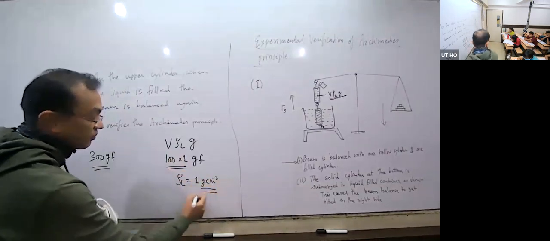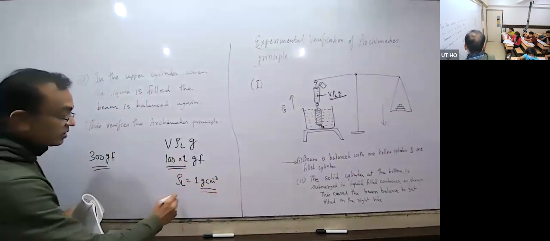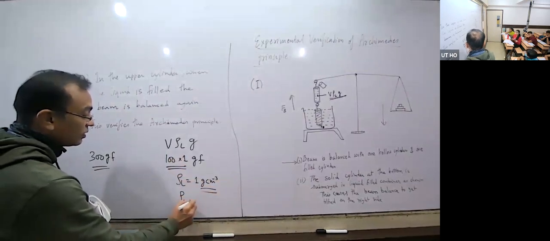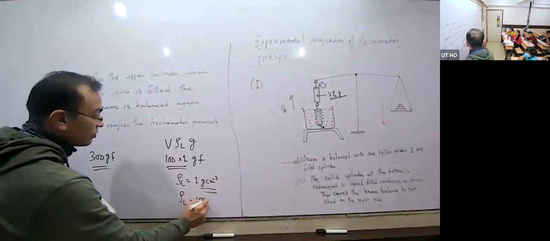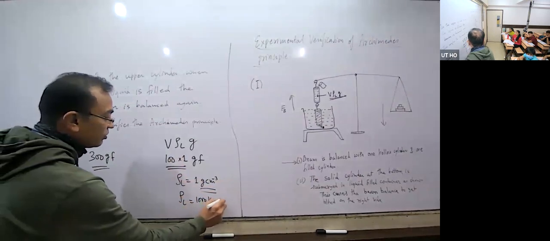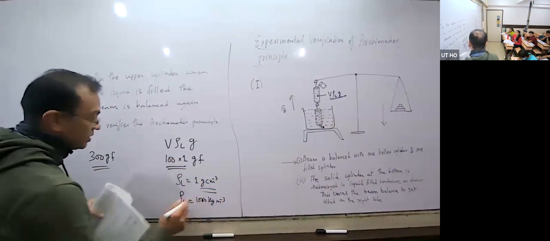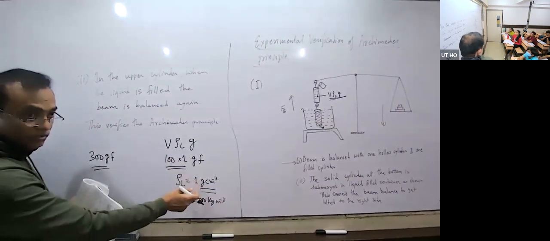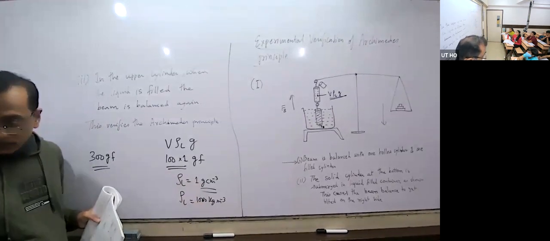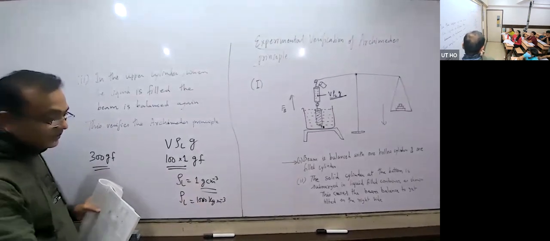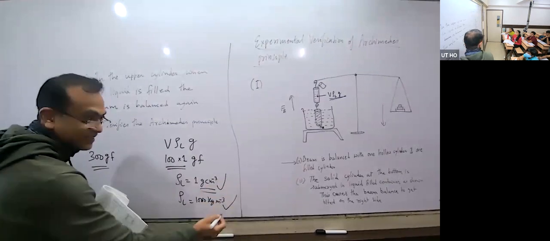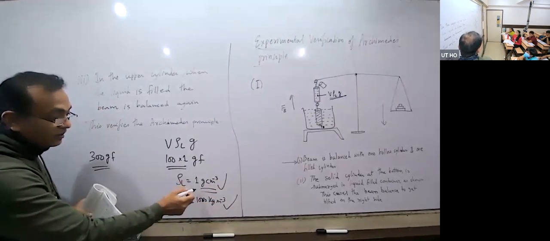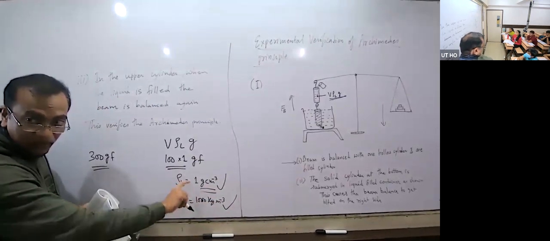This is the volume. What is the density of water in SI unit? 1000 kg per meter cube. You know this, right? Since this is in gram force, we are using CGS units. Don't get confused. Learn. This is 1 and also 1000, depending upon what system you use.